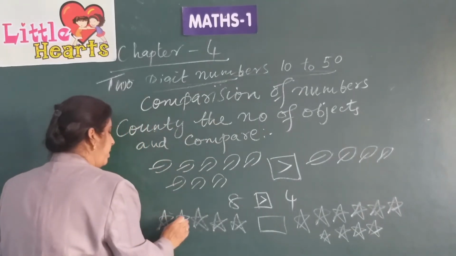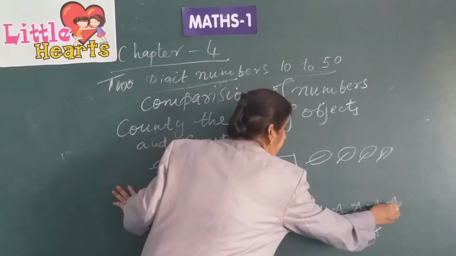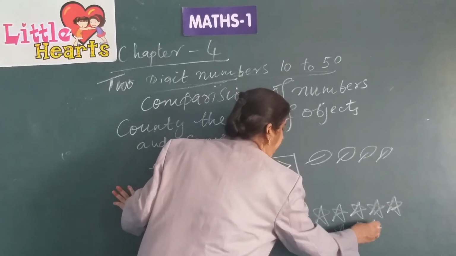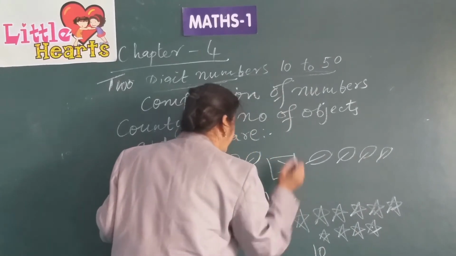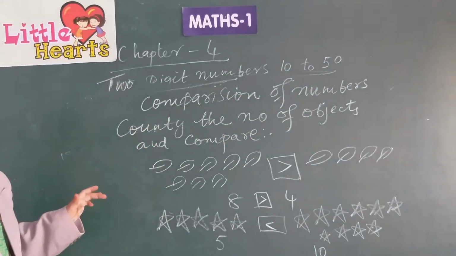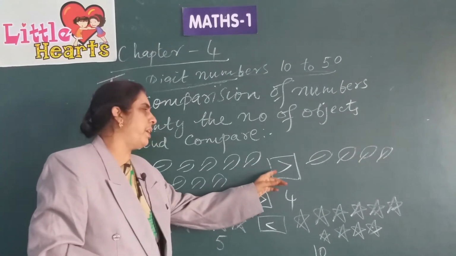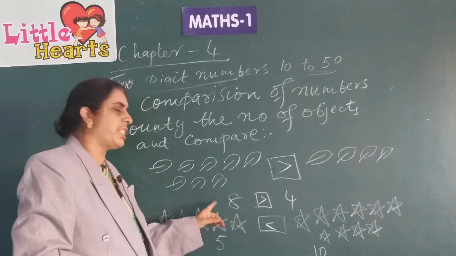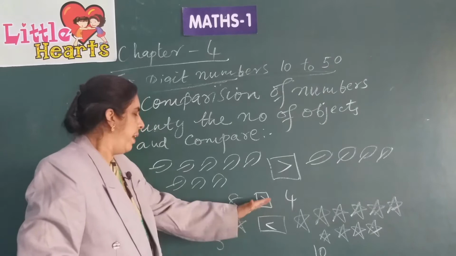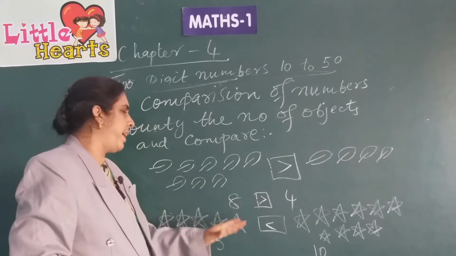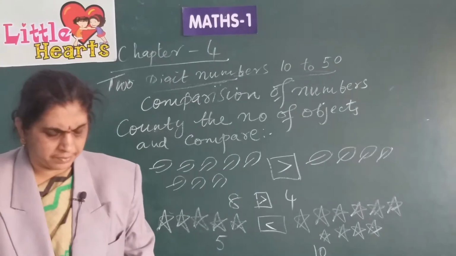Here count 1, 2, 3, 4, 5. 1, 2, 3, 4, 5, 6, 7, 8, 9, 10. So 5 less than 10. The mouth is always open towards the bigger number. Remember that the opening will always be towards the bigger number. Here 8 is big, so it is open towards 8. Here 10 is big, it is open towards 10.